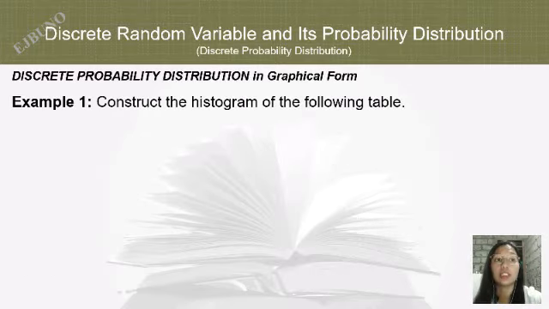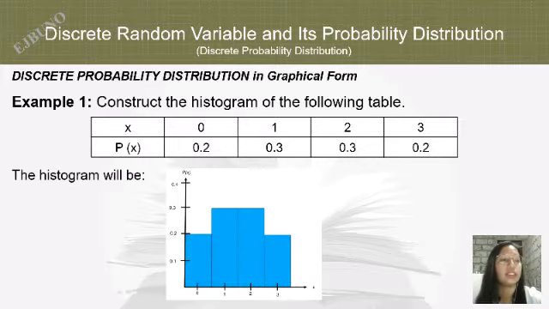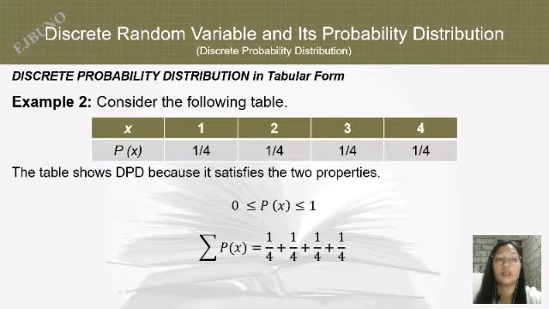Example 1, construct the histogram of the following table. Giving you sa table yung values of probabilities. Then check yung graph. As you can see, the left side is P of X while yung values ay nasa baba or naka-horizontal. Then, the given values for this problem is 1. Construct the histogram of the following table.